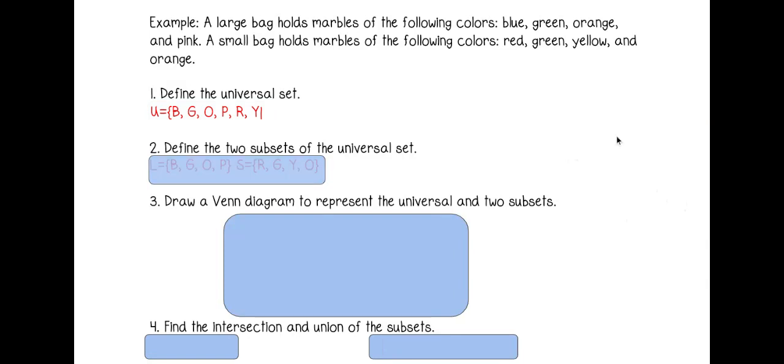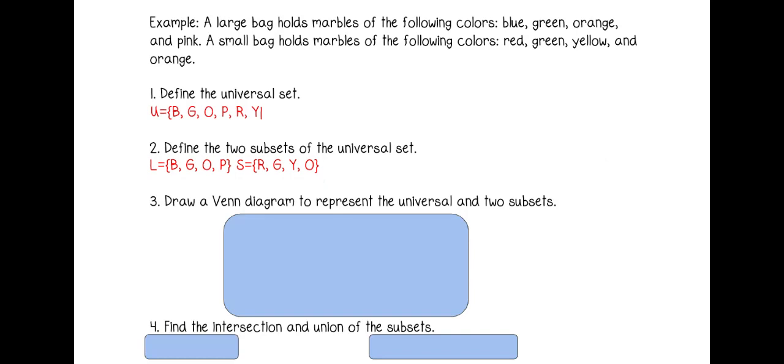So here we're going to define the subsets. L for large, the large bag has blue, green, orange, pink. You're also going to see green and orange in the small bag. S for small: red, green, yellow, orange. Because now they're two separate subsets, we need to make sure it's clear that the green and orange are in the large one and in the small one.